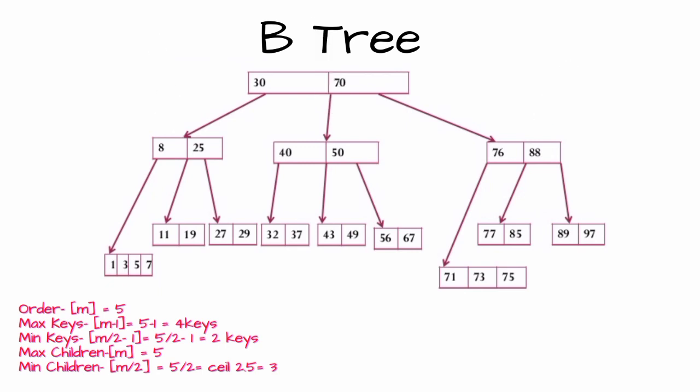Now while performing some operations on B tree, any property may get violated. In that case, we maintain the properties by borrowing from the immediate left or right node or by joining the two nodes.